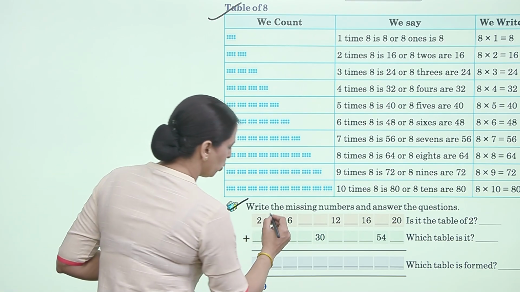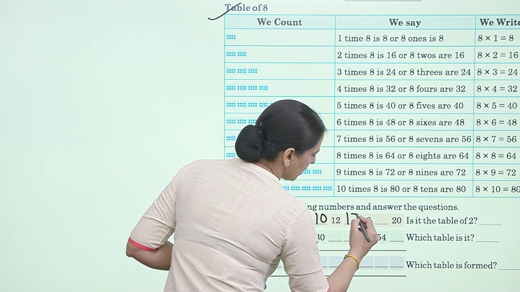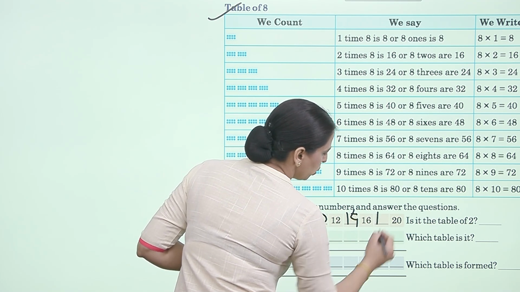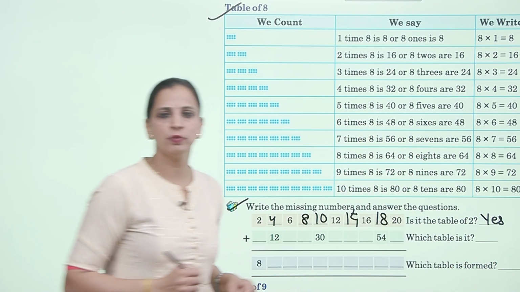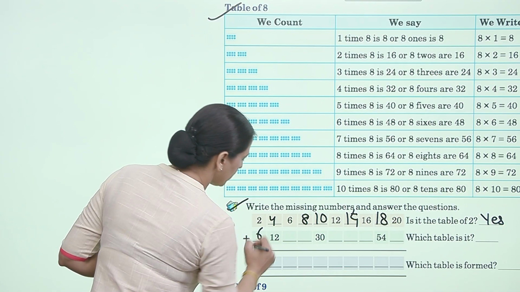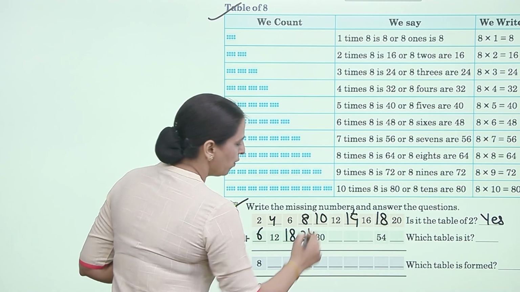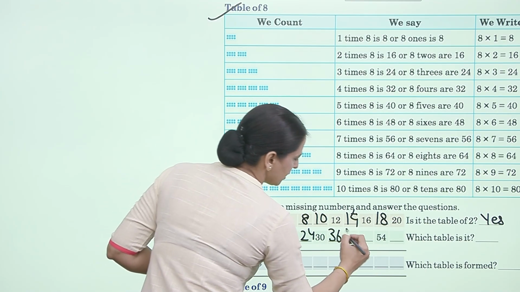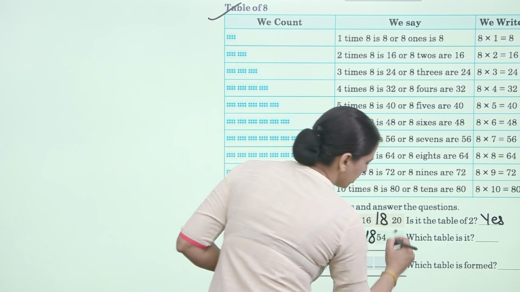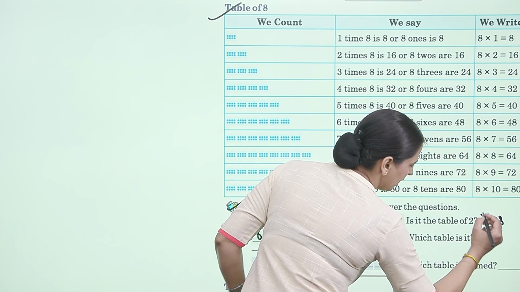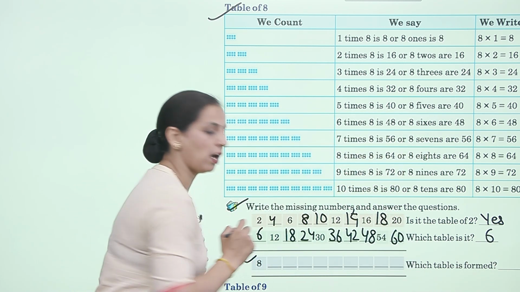2 1s are 2, 2 2s are 4, 2 3s are 6, 2 4s are 8, 2 5s are 10, 2 6s are 12, 2 7s are 14, 2 8s are 16, 2 9s are 18, 2 10s are 20. Is that a table of 2? Yes. Now whose table will be formed? 6 1s are 6, 6 2s are 12, 6 3s are 18, 6 4s are 24, 6 5s are 30, 6 6s are 36, 6 7s are 42, 6 8s are 48, 6 9s are 54, 6 10s are 60. Which table is it? It is a table of 6. In the same way, you will form the table of 8 here.